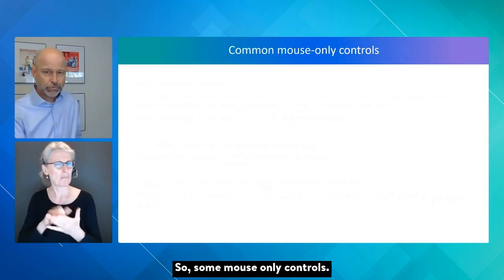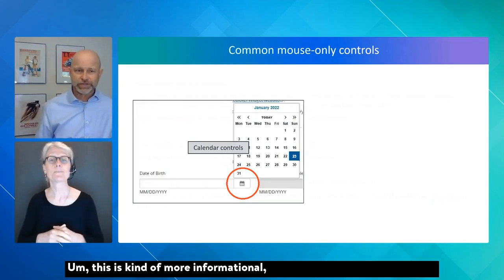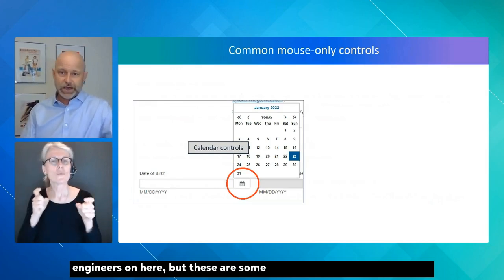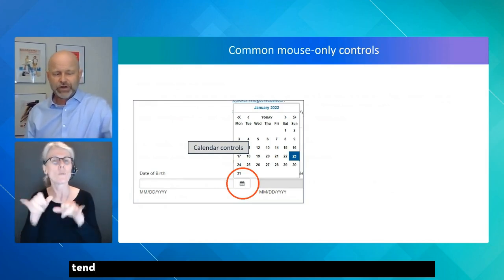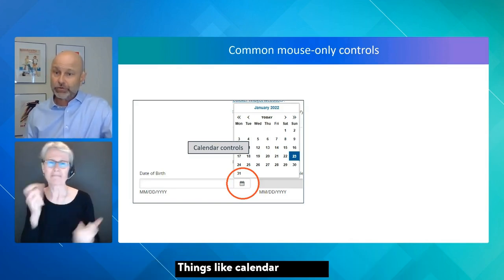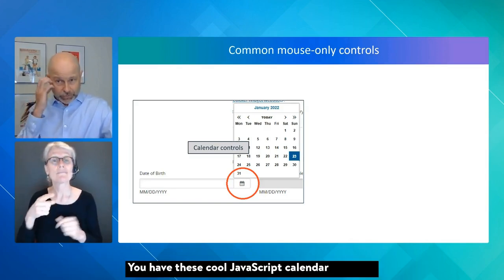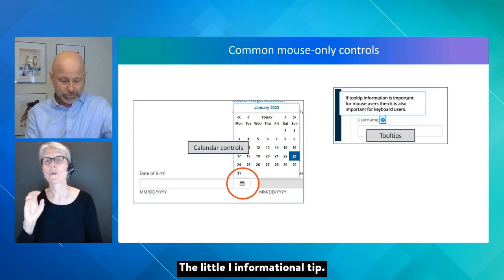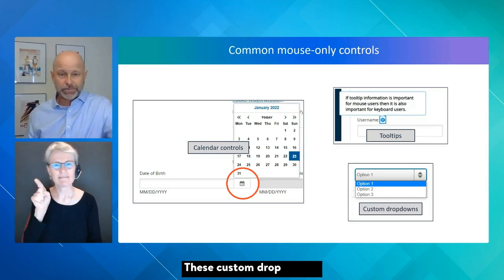So some mouse-only controls. This is kind of more informational, especially if there's any software engineers on here, but these are some common controls we found that tend to work really well with a mouse, not necessarily with a keyboard. Things like calendar controls here, these cool JavaScript calendar controls. Things like tooltips, the little informational tip, these custom drop-downs.